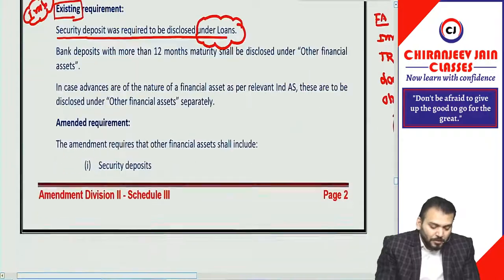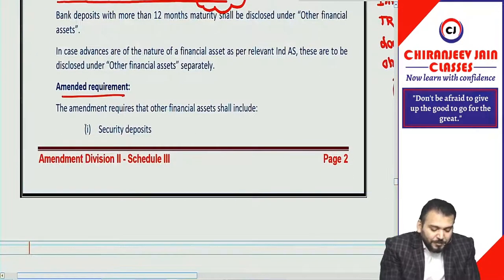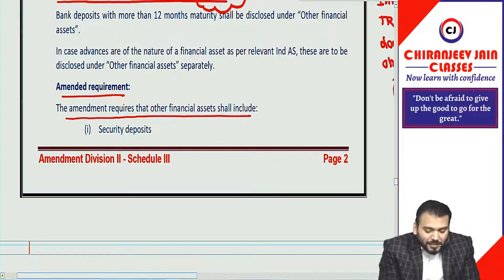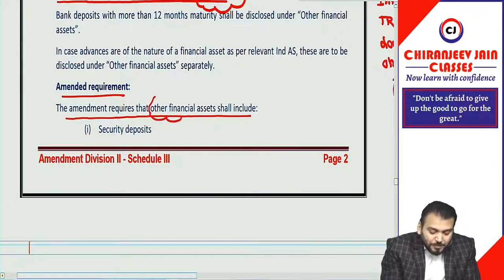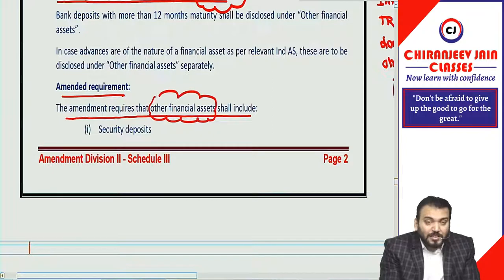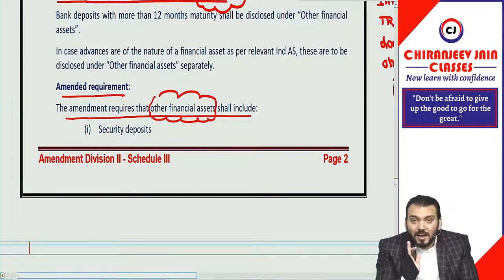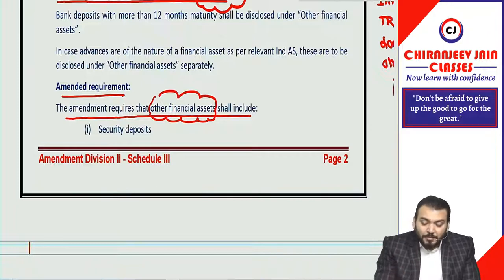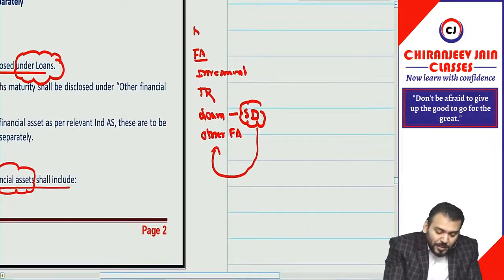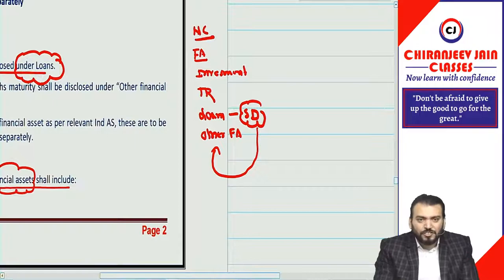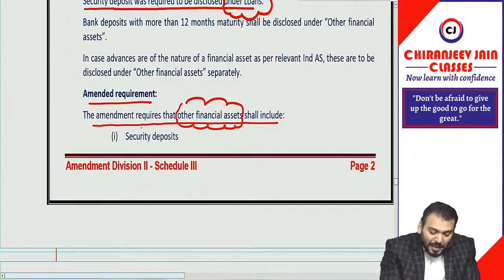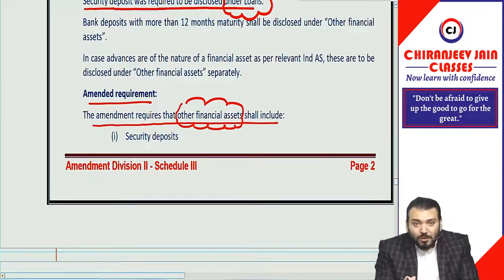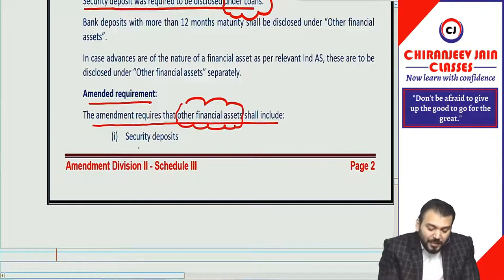Correct? Yes, sir. So now as per the amendment requirement, other financial assets shall include other financial asset. Means the deposit will be shown under other financial asset. Other financial asset means it can be current, it can be non-current, depending upon the situation. Correct? Yes, sir. But any deposit, any security deposit, will be shown under other financial asset.